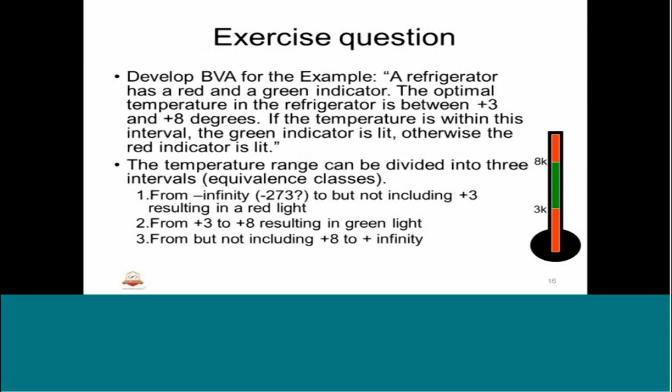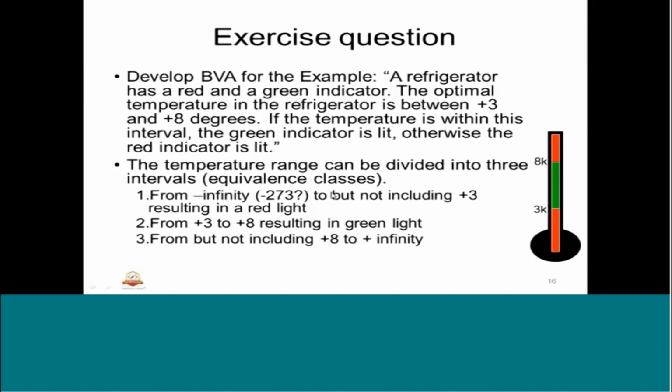This is an exercise. So one more exercise. I think it's a continuation of the previous exercise. You can see a diagram of the temperature indicator. Develop a BVA for the example. The refrigerator has a red and a green indicator. The optimal temperature in the refrigerator is between 3 and 8. If the temperature is within this interval, the green indicator is lit. Same thing. The temperature range can be divided into 3 intervals. So I just give a few inputs. Accordingly, you can define the boundary value analysis and the equivalence partitioning.